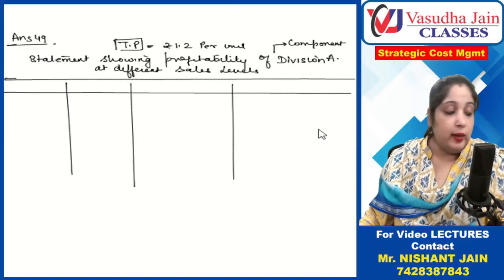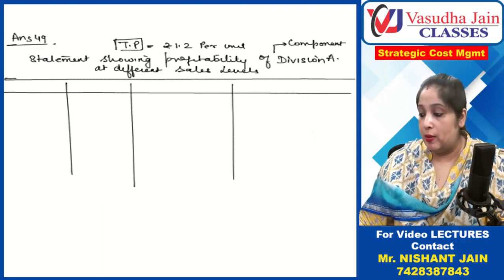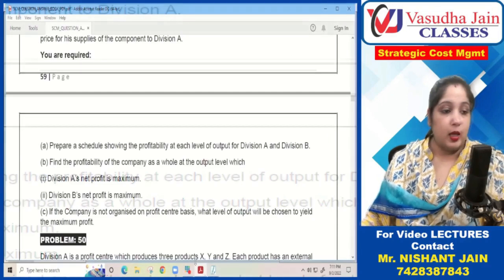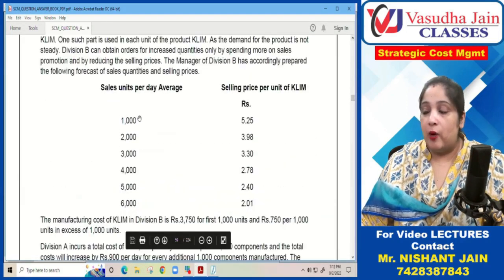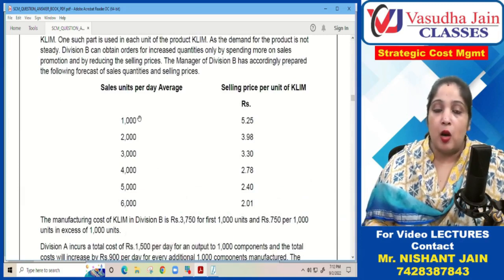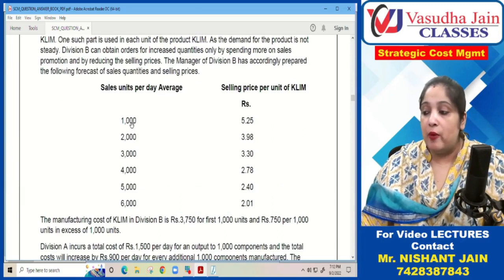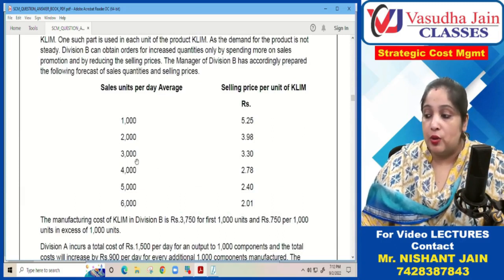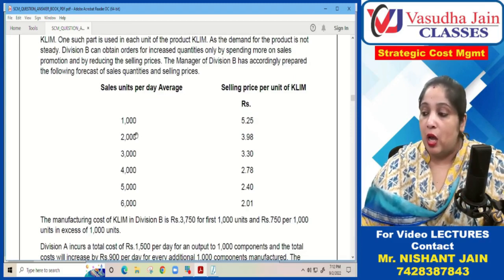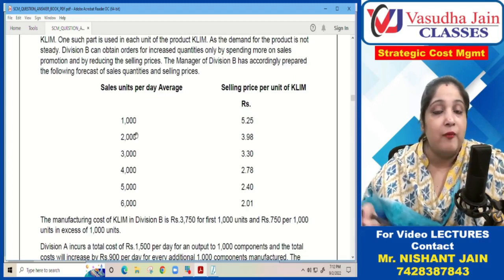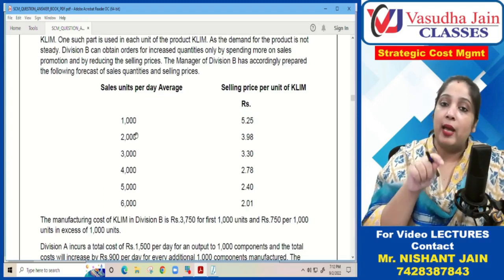Now what is the quantity that we have to use? In the question, if you observe, whatever the KLIM will be sold, accordingly component will also be purchased from division A. Now KLIM can be sold for 1000 units, 2000 units, 3000 units. This is the selling price of KLIM. I don't want this. I just want to know how much quantity of KLIM will be sold in the market, finished goods. Accordingly the component will be manufactured by division A.